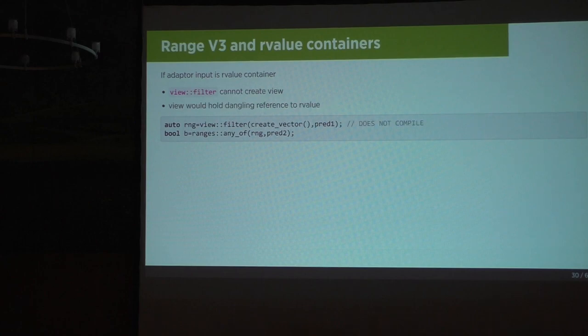Now, here's a problem. Say you are creating a vector, and you're putting that vector into view filter, together with your predicate that you want to filter on. In range-v3, this does not compile, because the created vector would have a dangling reference. As soon as you are leaving that statement, your filter that is storing a reference to your container, well, the container just went out of scope. You have a dangling reference. And they decided, OK, that's enough reason. Because we want the view to really be a view rather than a container, we just let this thing not compile.